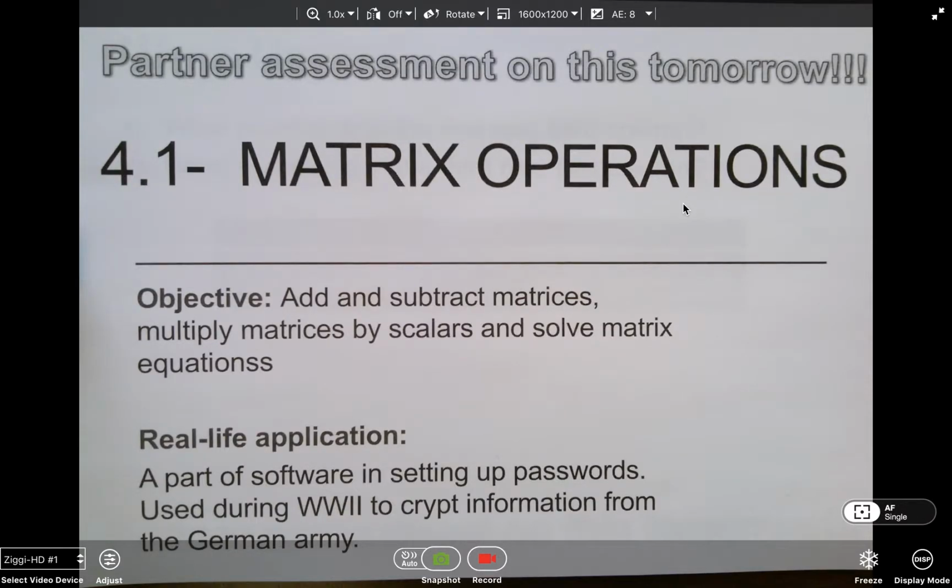So what we're going to take a look at today is what's called operations on matrices. And we'll talk about the real-life applications tomorrow in class, but the objective for the day is to add and subtract matrices and also multiply matrices by a scalar.